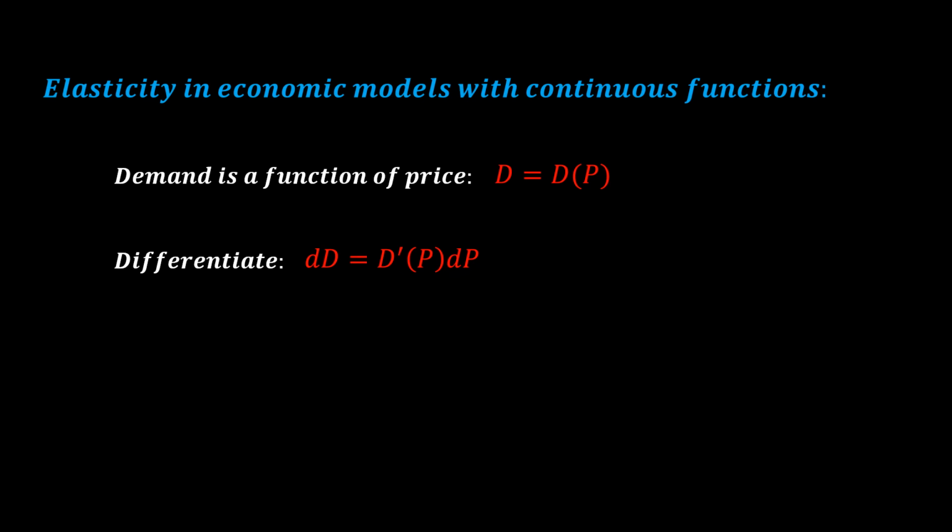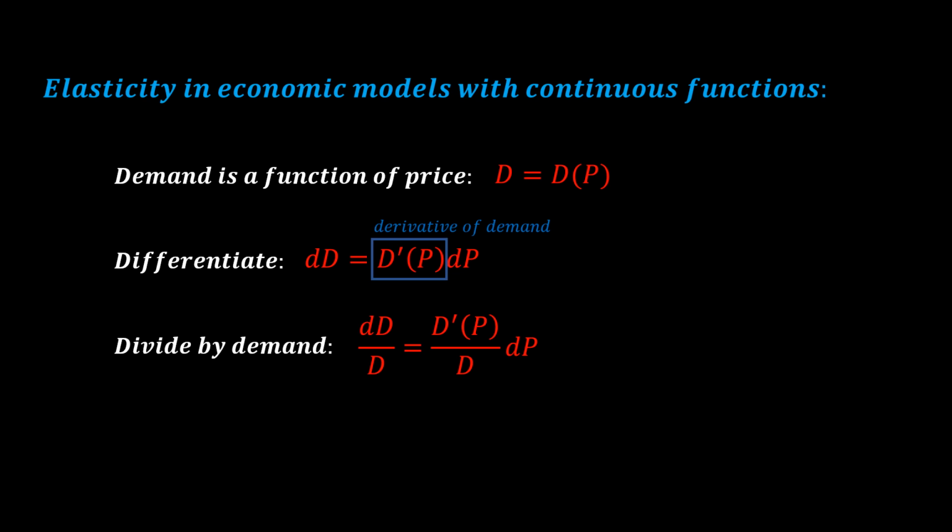Let's now look at how elasticity is calculated when we deal with continuous demand functions. This is how you will typically treat elasticity in economic theory. So we will assume that we have a demand function and that it's continuous. We differentiate the function and we obtain an expression containing the derivative of demand with respect to price. Next, divide by demand. We now have on the left-hand side the rate of percentage change of demand. That is, the differential of demand divided by the level of demand.